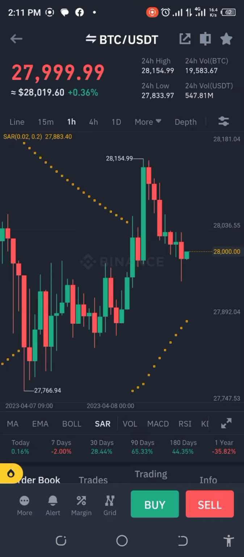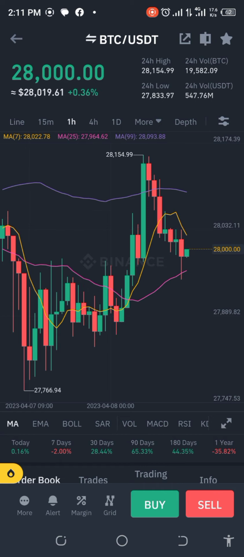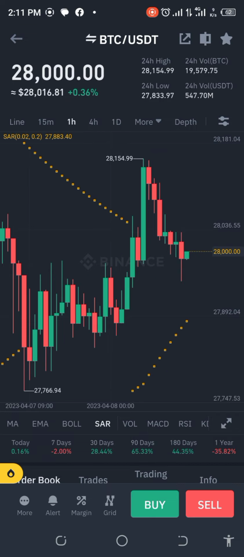Let me show you something about the EMA. You can see that these are lines that show the trend of the market. We have the MA, we have the Bollinger Bands. This one just looks strange to me, so at times I don't even bother with it. So let me talk about this SAR here. Like I said, technical indicators are just pattern-based signals that give you an idea of what's going on in the market based on the price and volume of that particular asset.